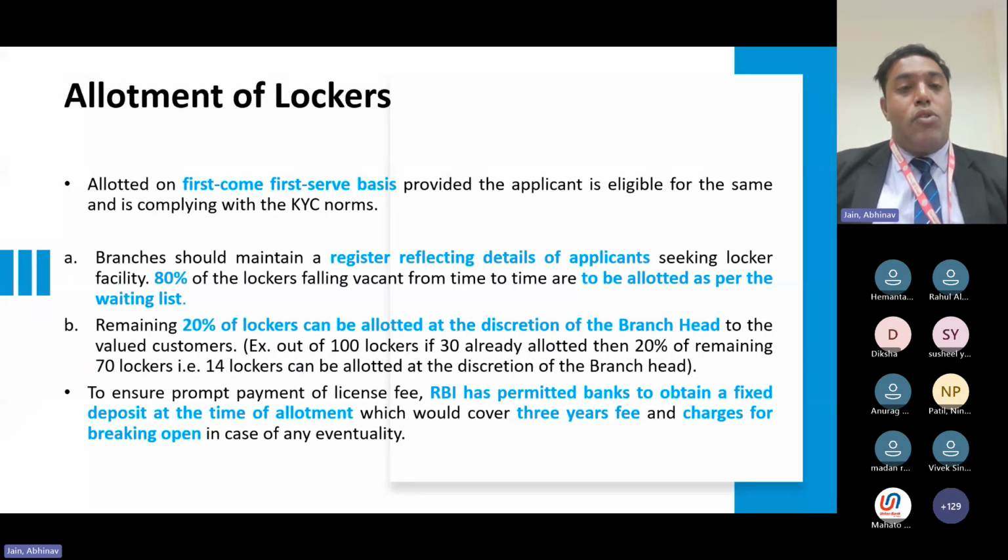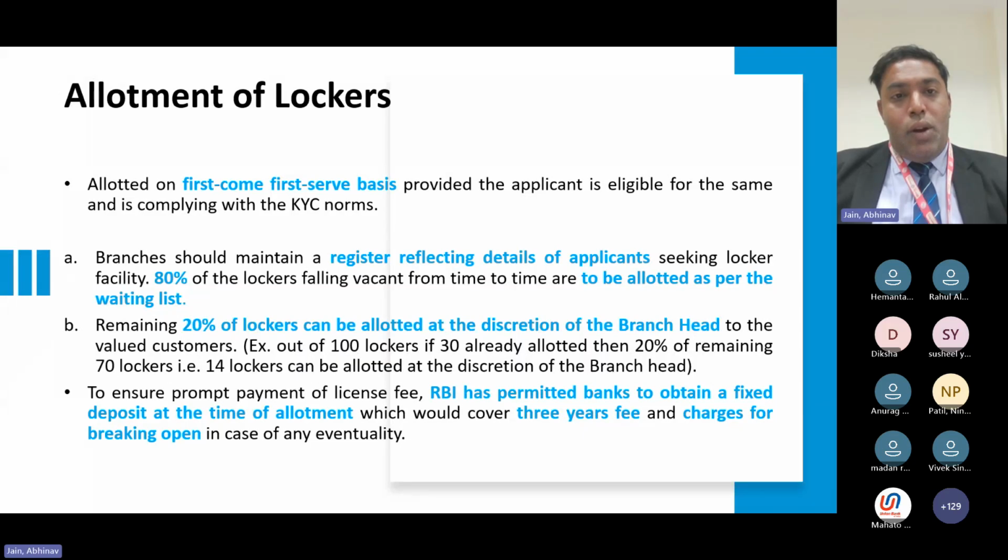That list can also be maintained in Finacle using the menu LK wait. We would be discussing a few Finacle menus pertaining to lockers in coming slides, but do remember this. And the remaining 20% of the lockers can be allotted as per the discretion of the branch head. It is a very important question. How many lockers can a branch head allocate at his or her discretion? It is 20% maximum of the lockers, and 80% as per the first come, first served register or waiting list.